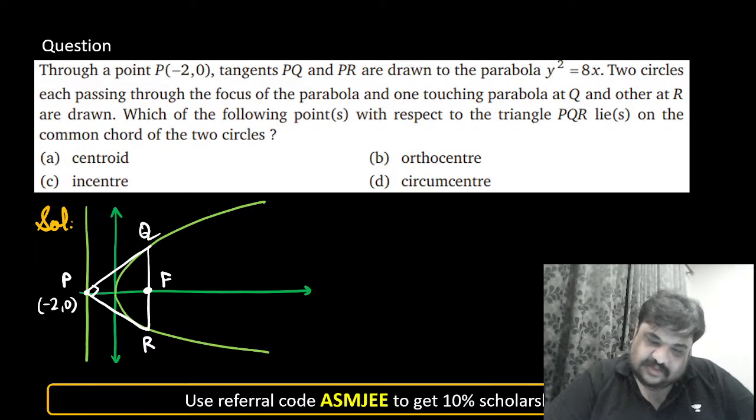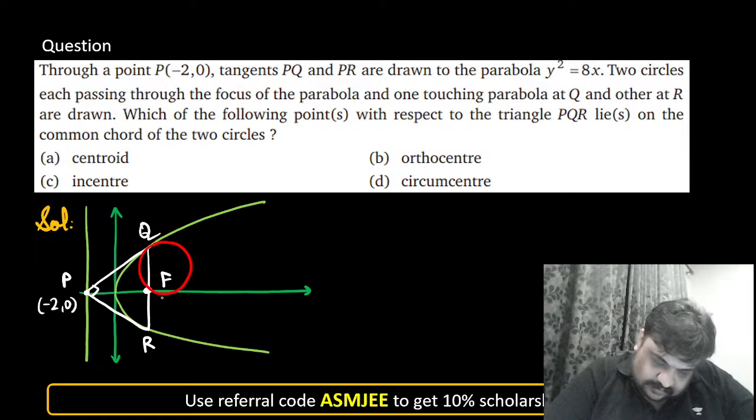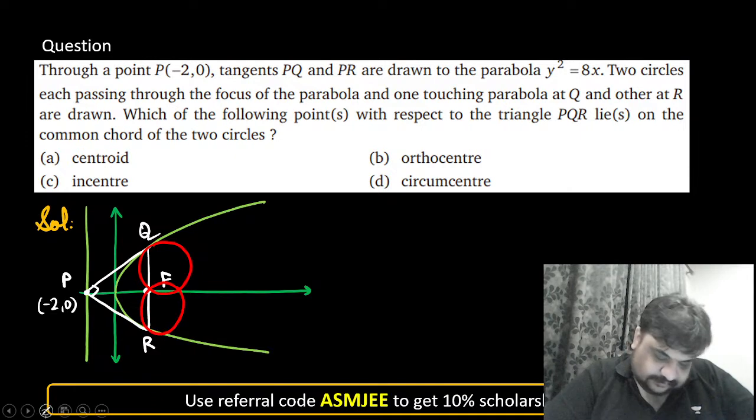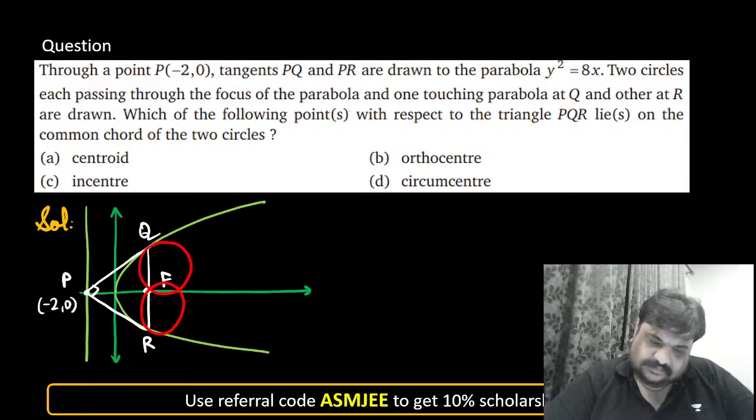So two circles each passing through the focus of the parabola, one touching the parabola at Q and the other touching the parabola at R, are drawn. So these two circles are drawn. Then what? Which of the following points with respect to triangle PQR lie on the common chord of these two circles?